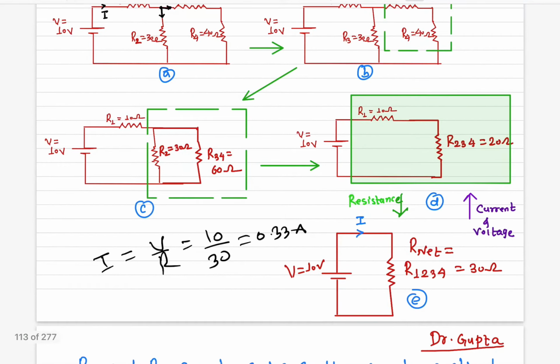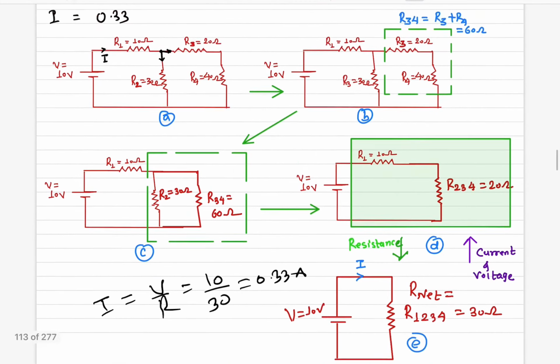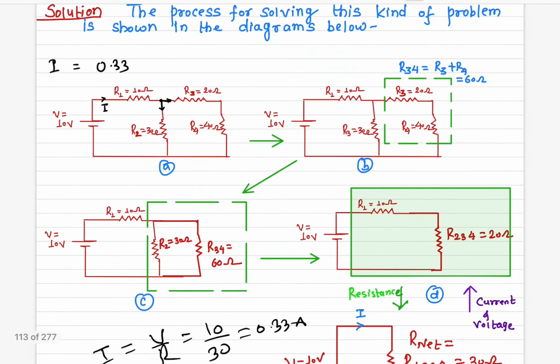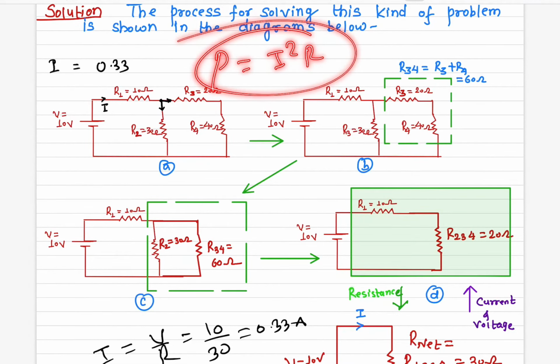This power supplied by the battery is distributed among each resistor. So now let's see how much power is across each resistor. How do we find the power? We can find the power across each resistor using the equation power is equal to I squared times R.